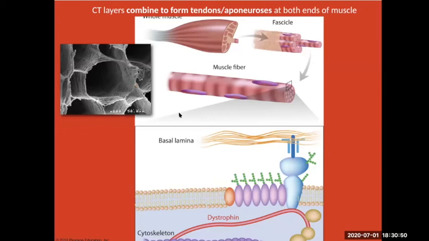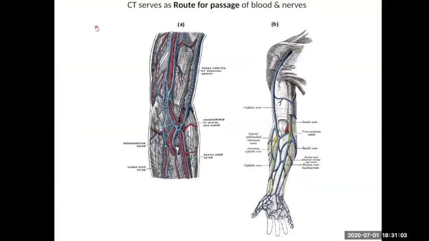It says muscular dystrophy, but the reason I'm bringing it up here is about those connections in between your muscle cells themselves and the surrounding connective tissue layers. That is its role in combining to form tendons and helping transmit the force. The other thing it does is what any connective tissue layer within an organ does, which is to serve as a route for passage of blood vessels and nerves that are supplying that organ, right?